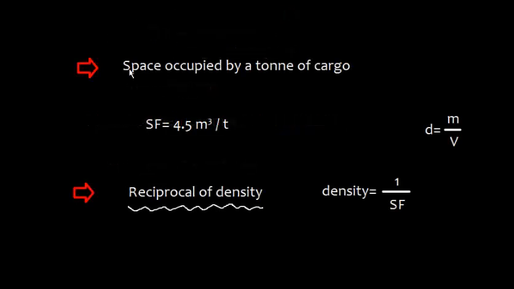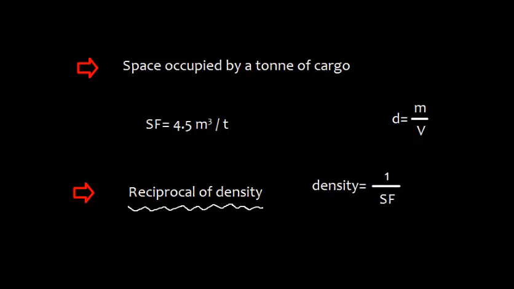So we are interested in the space occupied by a ton of cargo. Say, if the stowage factor of a cargo is 4.5 cubic meter per ton, that means 1 ton of this cargo will occupy 4.5 cubic meter. This is the reciprocal of density. We know that density is equal to mass over volume, and the stowage factor is volume over mass or weight. So we can write that density is the reciprocal of the stowage factor.